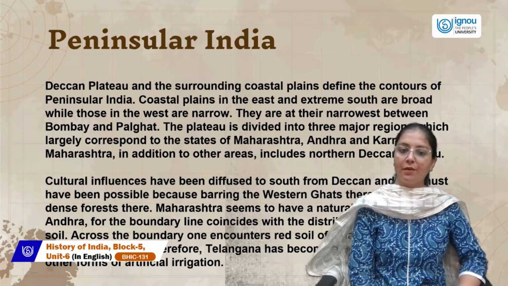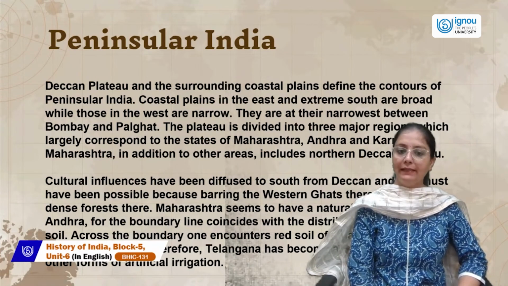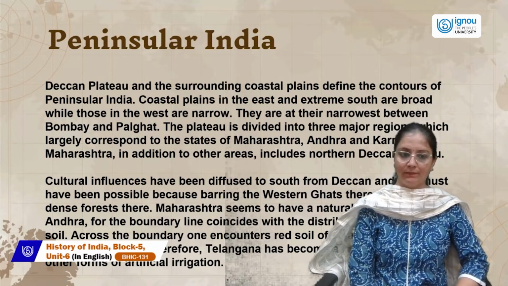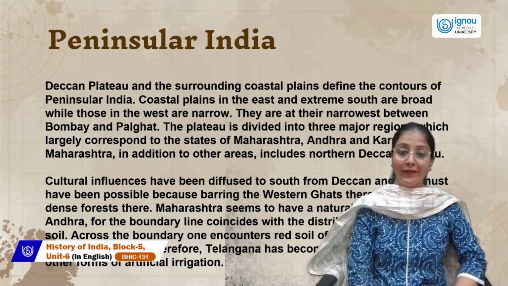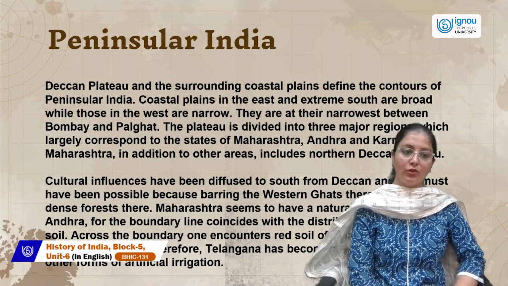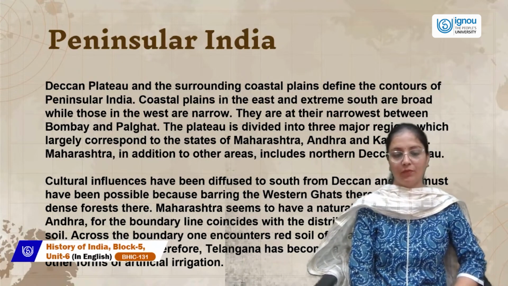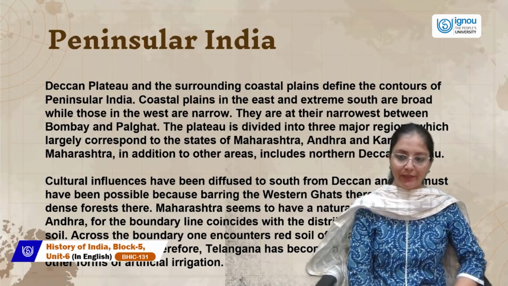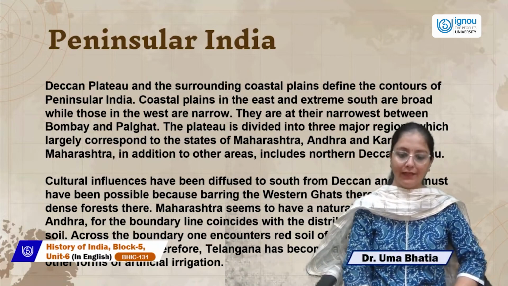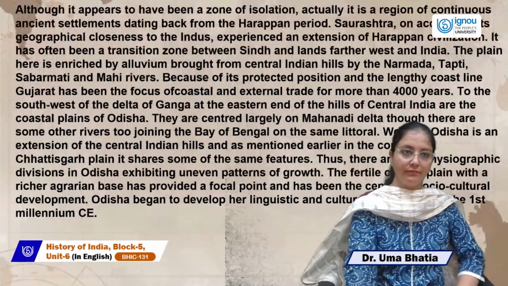Maharashtra, we have studied about Maharashtra, seems to have a natural boundary, and for Andhra, the boundary line coincides with the distribution of fertile black soil. Across the boundary, one encounters red soil of Telangana, which fails to retain moisture. Therefore, Telangana has become a land of tanks and other forms of artificial irrigation.